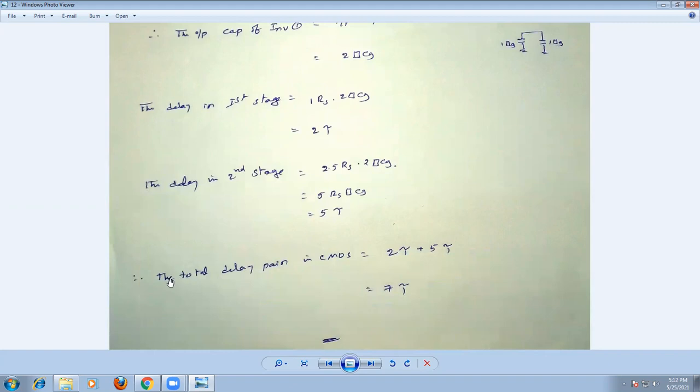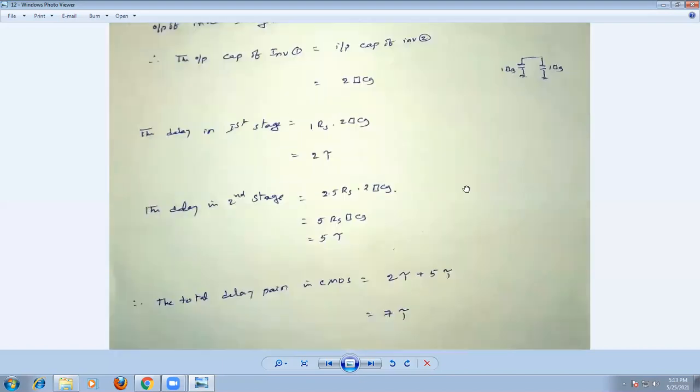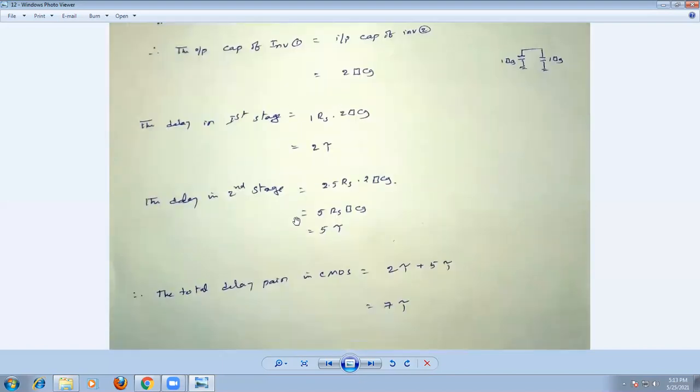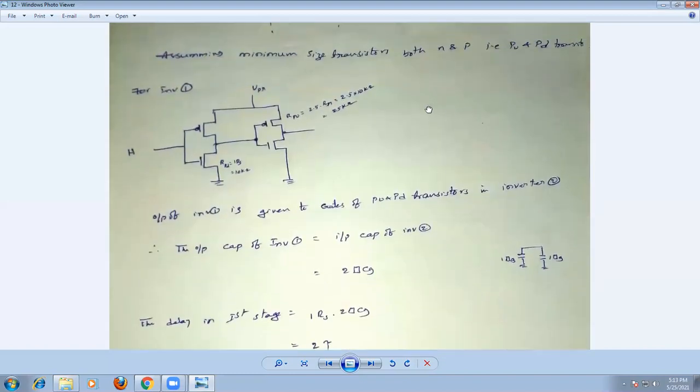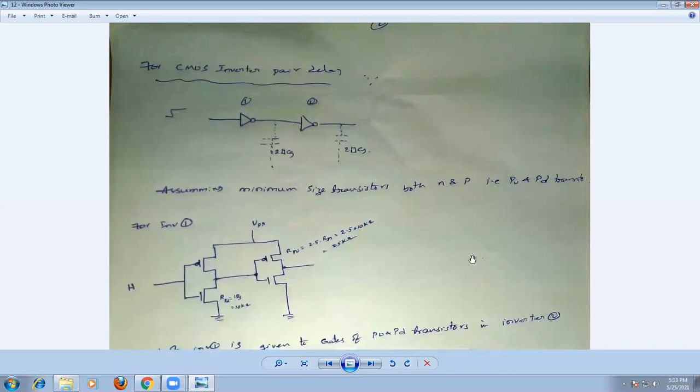Now what is the total delay? Total delay of the pair in the CMOS technology: first stage is 2 tau, second stage is 5 tau, so it is equal to 7 times tau. Remember like this. So that is about the delays in the CMOS and NMOS inverter pair delays. Remember that point. This topic is very important. Don't confuse, please analyze this one.